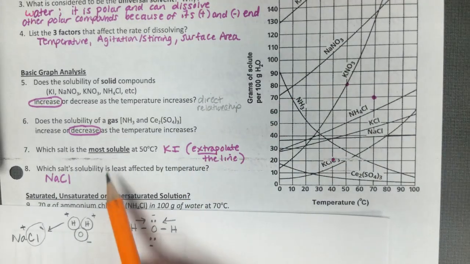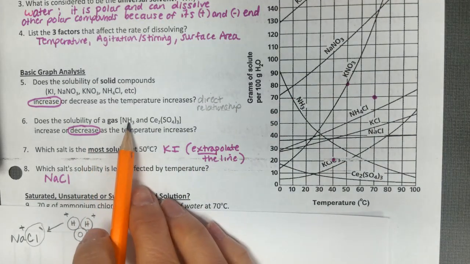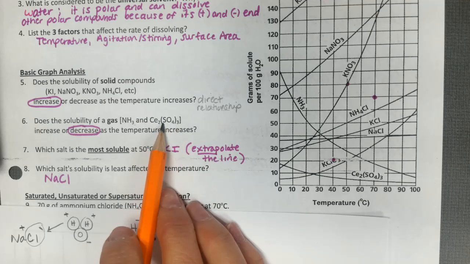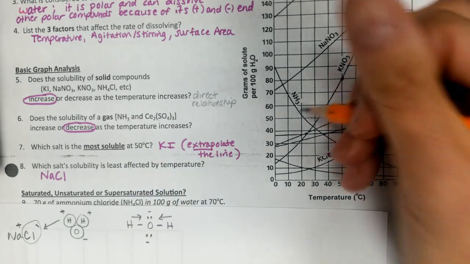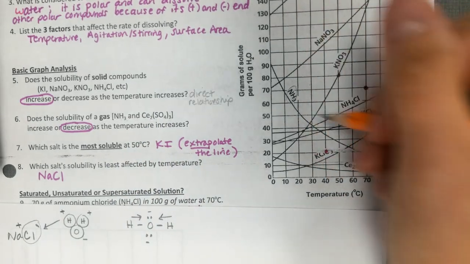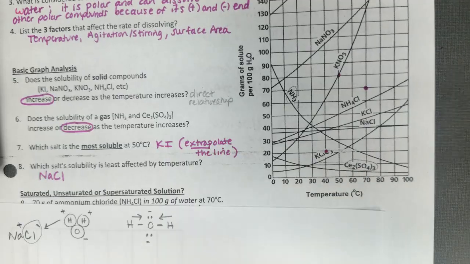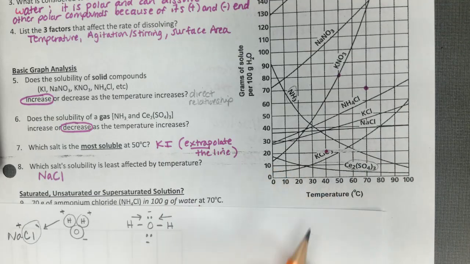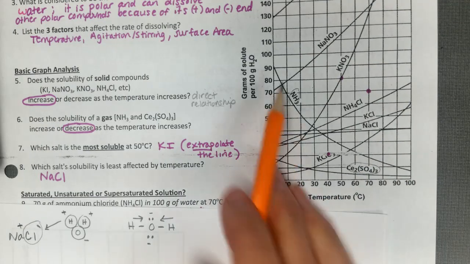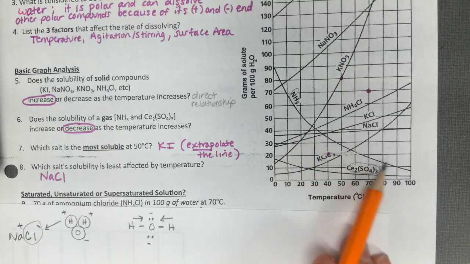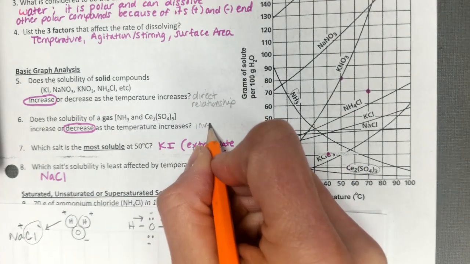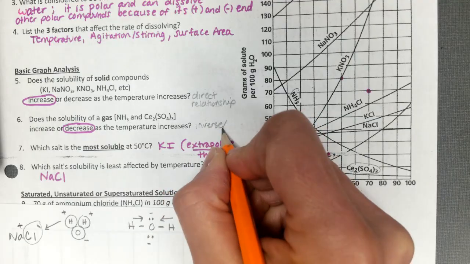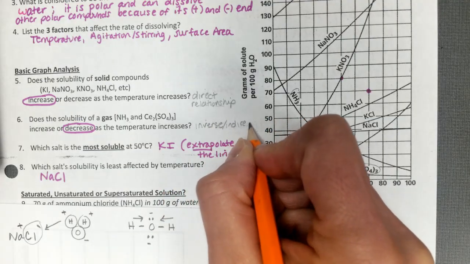Now, what about a gas? So we have NH3 and then also this compound here. So what do we see happening with this line and with this line as our temperature is going up? You'll notice that it's going down. Okay, so that is what we would call an inverse or an indirect relationship.